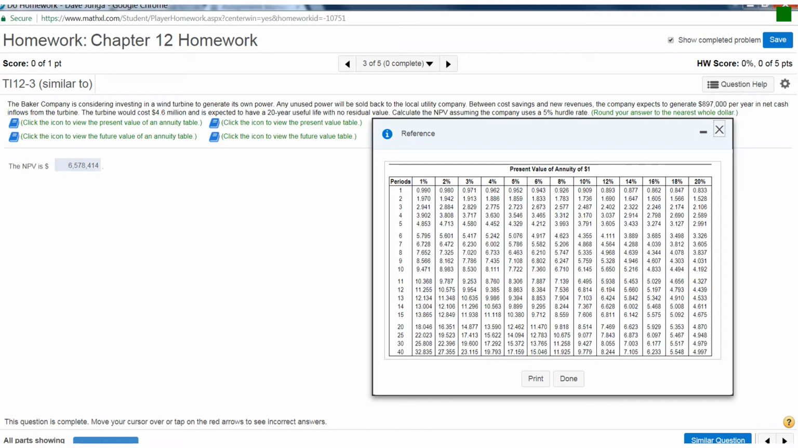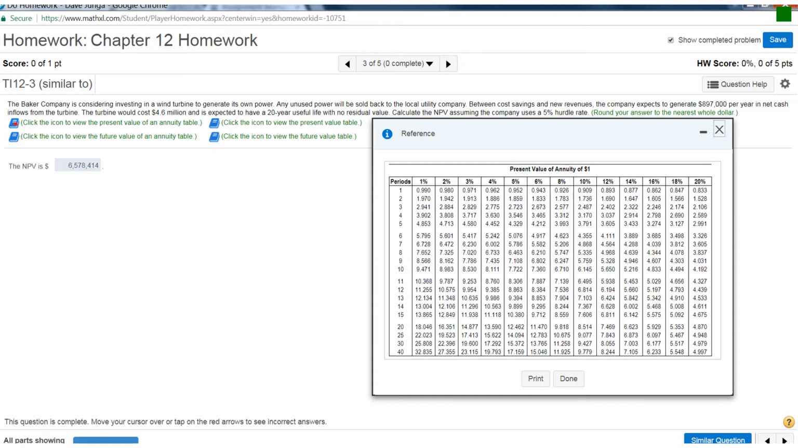All right, this is chapter 12, homework problem number 3. You're going to be calculating the net present value. So I went ahead and already highlighted one of these icons. I chose the present value of annuity of $1. So that's basically this first tab right here. But let's go back and read the problem.